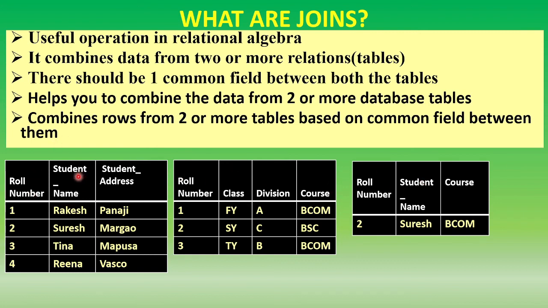Roll number is there in both the tables, that is a common field. Student name is there only in the first table, and the course is there in the second table. So it is combining both the tables and giving the result. So these are called joins.